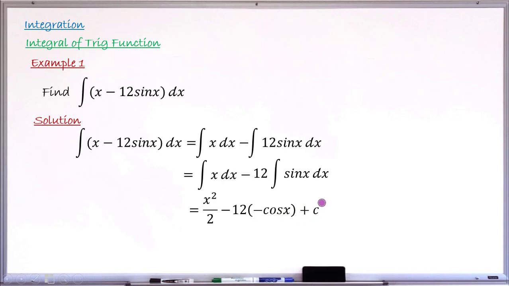So I continue. I can now do this multiplication, that is minus 12 times minus cos x. It gives me x squared over 2 plus, since minus times minus changes to plus, 12 cos x plus c.